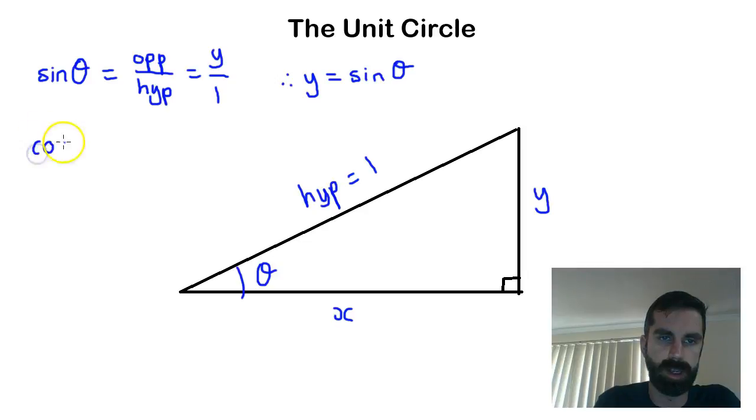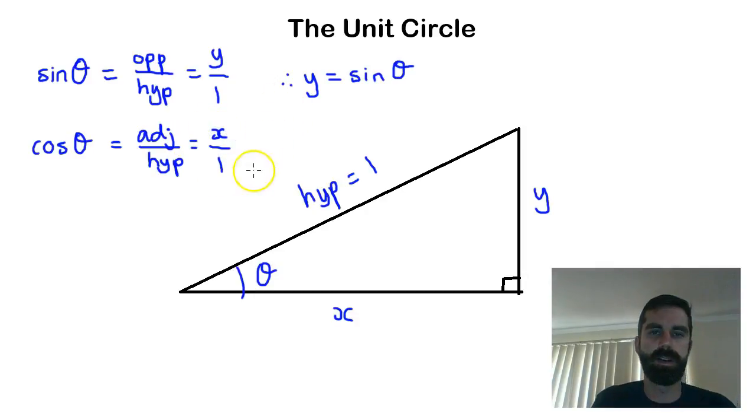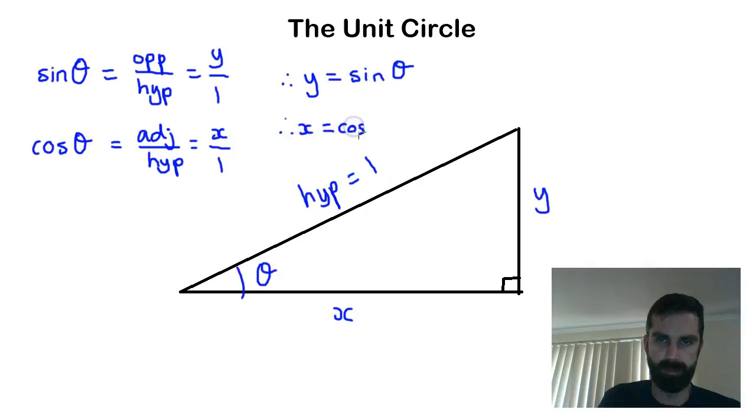Okay, let's do the cosine. The cosine of theta is the adjacent over the hypotenuse. And in this case, that's going to be x over 1. Well, same thing again. x over 1 is just x. So x has to equal the cosine of theta.